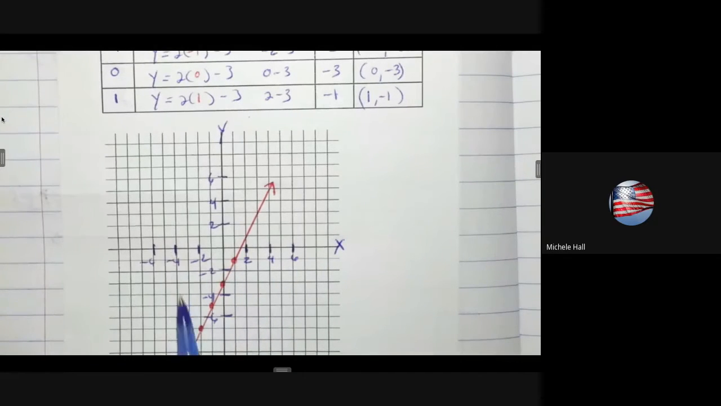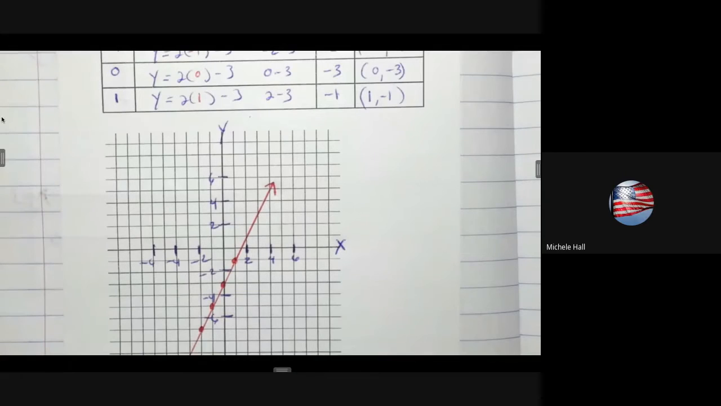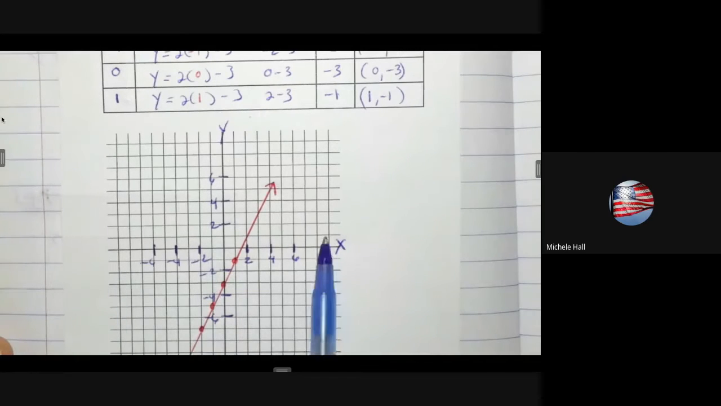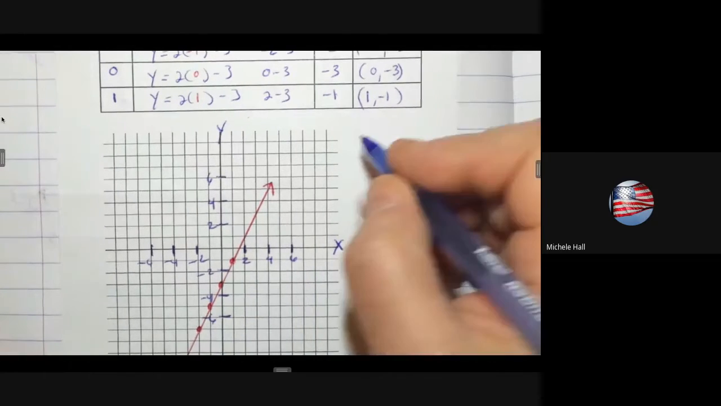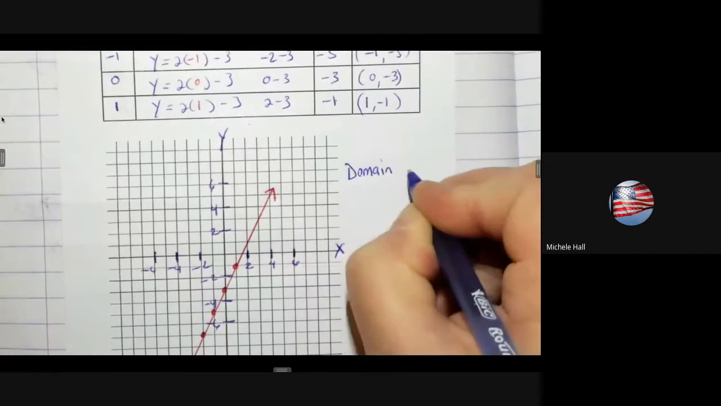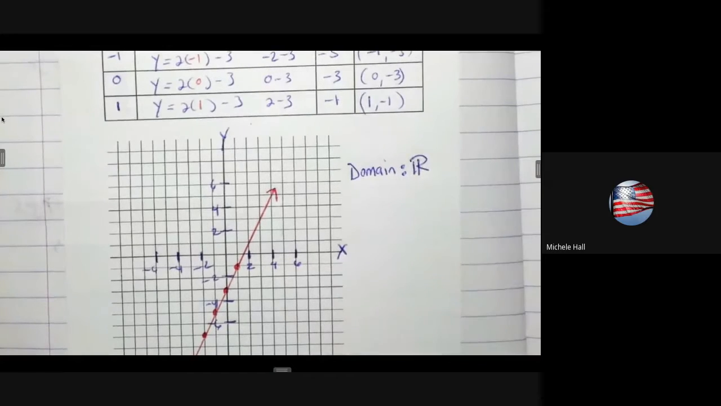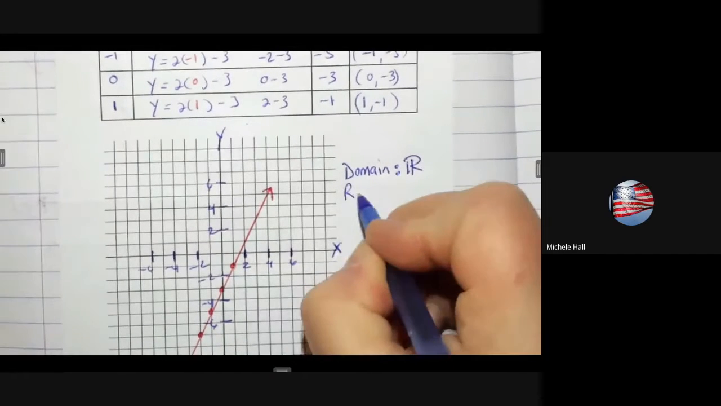What about on the negative side? At -4, here's the line. At -10, it would still meet the line. There's no place in the domain that this line is not going to exist. You would say that the domain is all the reals.